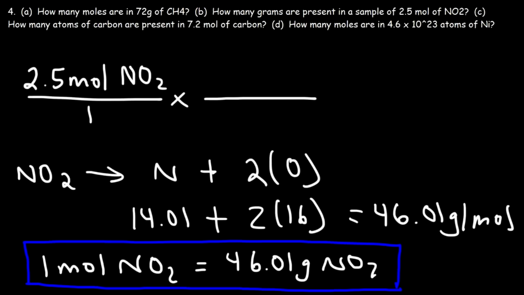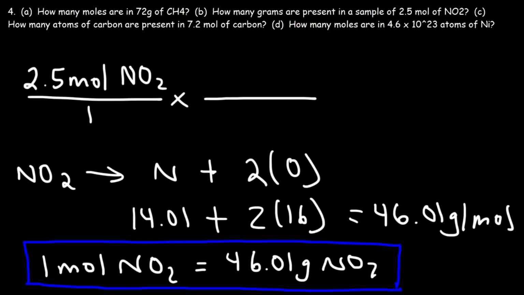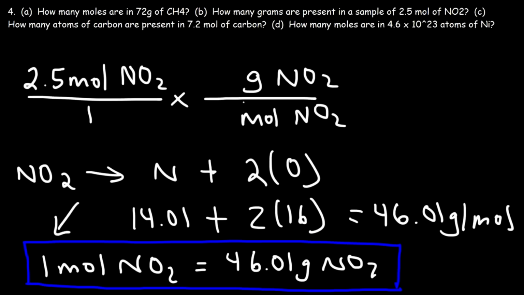Now, how should we take this information and how should we place it in this fraction? So looking at the unit on the top left, we have moles of NO2. So we need to make sure that it's on the bottom right. And so on the top, we're going to put grams of NO2. Now the number that's associated with moles is 1, and the number associated with the grams is 46.01.